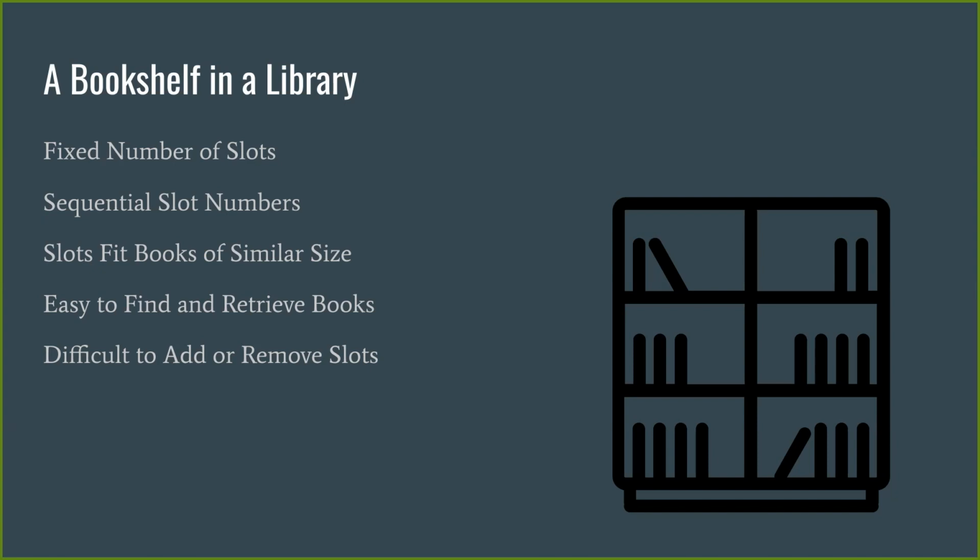And slots fitting books of similar size. All slots on the shelf are designed to hold books, and typically they would be of a uniform size, of a uniform type. So similarly, in an array, every element is of the same data type.